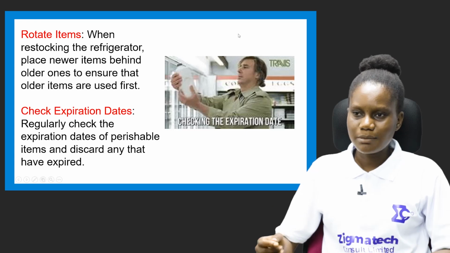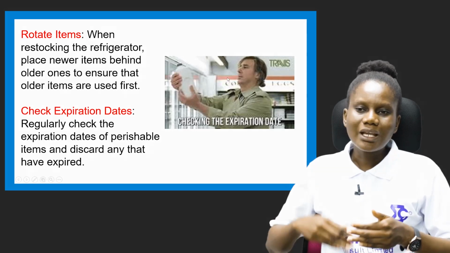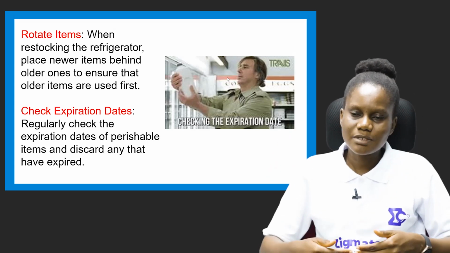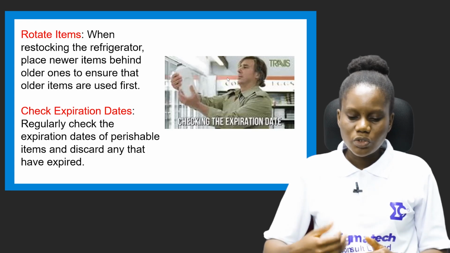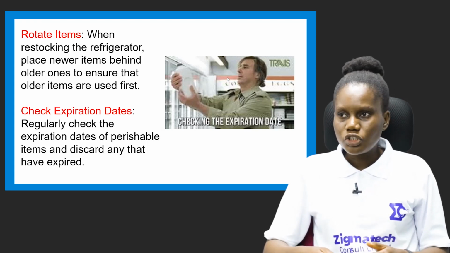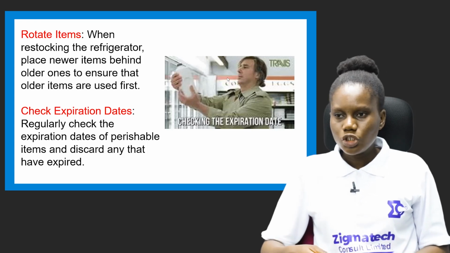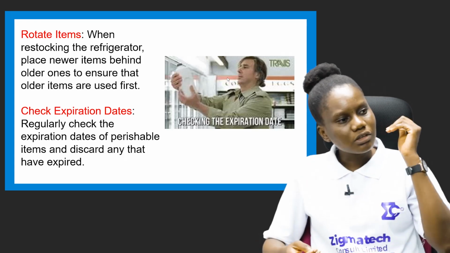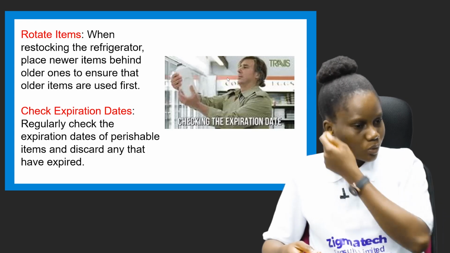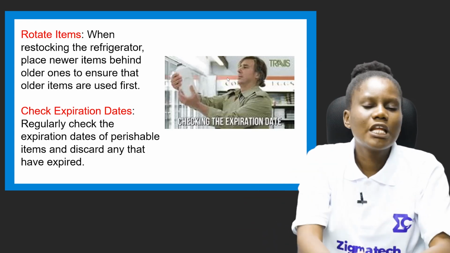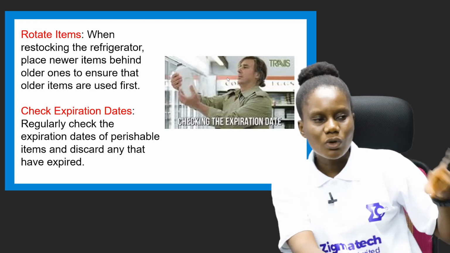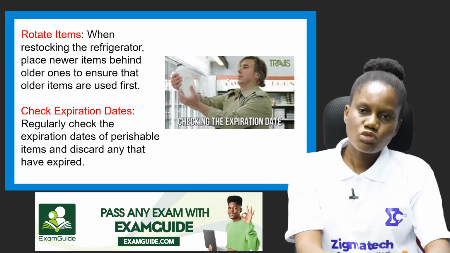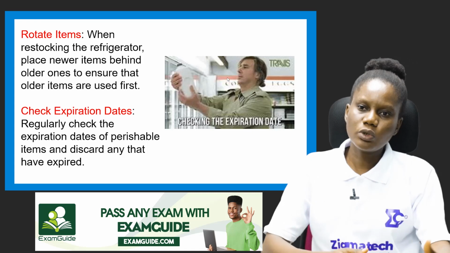Another is to rotate items. When restocking the refrigerator, please place newer items behind older ones to ensure that older items are used first. Maybe you went to the market and you got some bananas or oranges or whatever fruits, and when you got to the shelf in the fridge, you didn't even care to bring out the previous ones first. You just put them together. No. Rotate items. Bring the ones that were there before out first. Then put the ones that you just got behind them, so that you can use the older ones first.